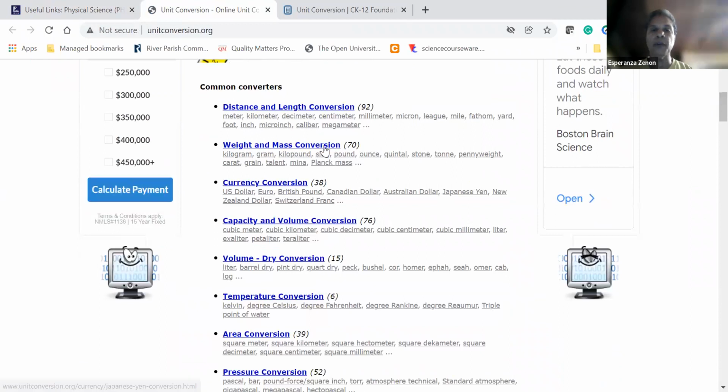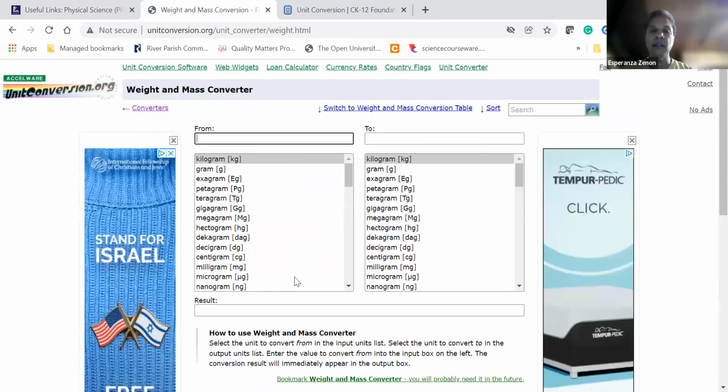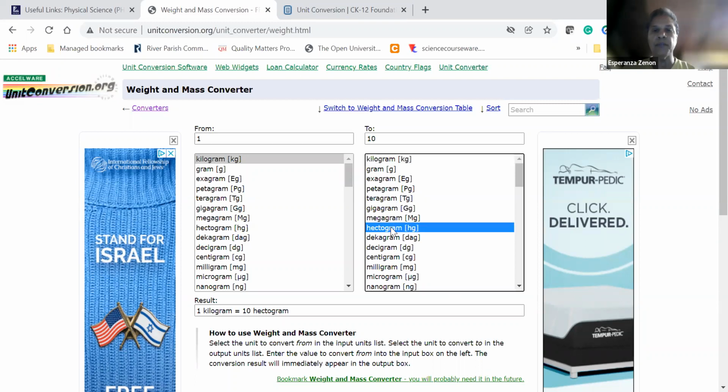So let's say, for example, you are converting weight and mass. You could use this chart to get conversion factors. So for example, I have 1 kilogram and it tells me that that's equivalent to 10 hectograms. So now I know that if I have 1 kilogram, its equivalent is 10 hectograms. So if I multiply by the conversion factor 1 kilogram for every 10 hectograms, then I am not changing the value. I'm just going from kilograms to hectograms, for example, okay?